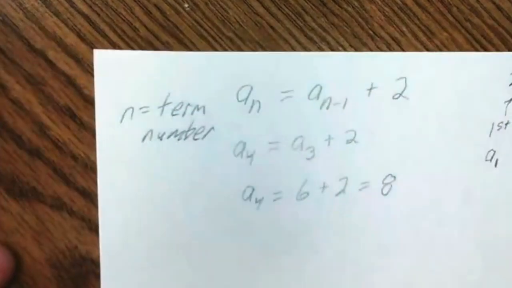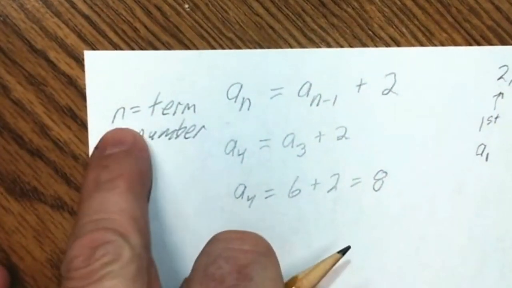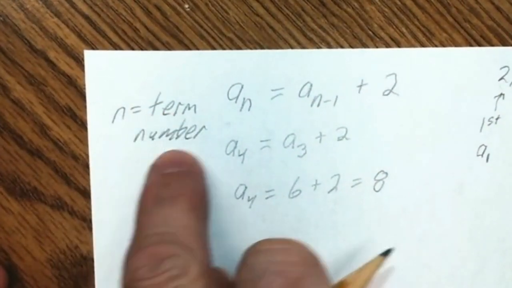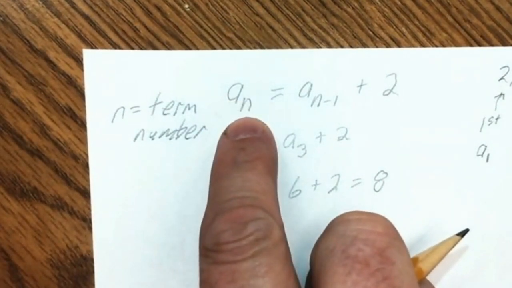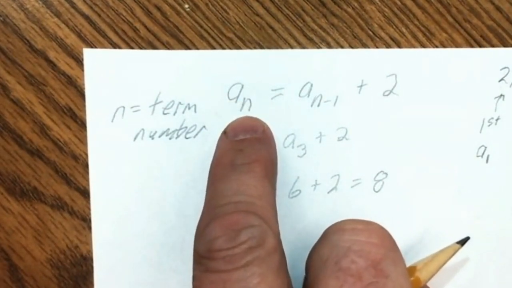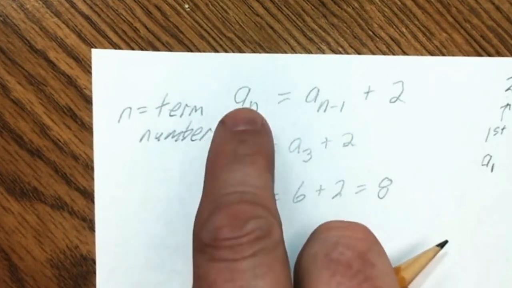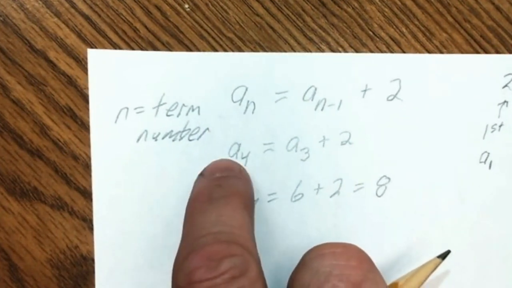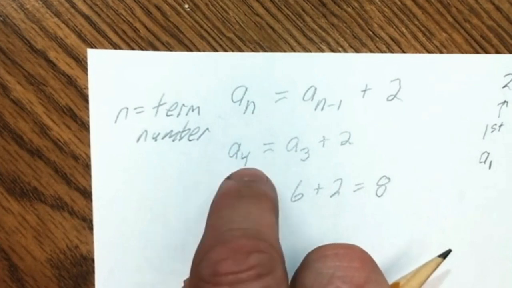It might be good to have in your notes: n is the term number. So a sub n. Well, which term do I want? I want the fourth one, so I changed the n to a 4. So this is asking for the fourth term in the sequence.